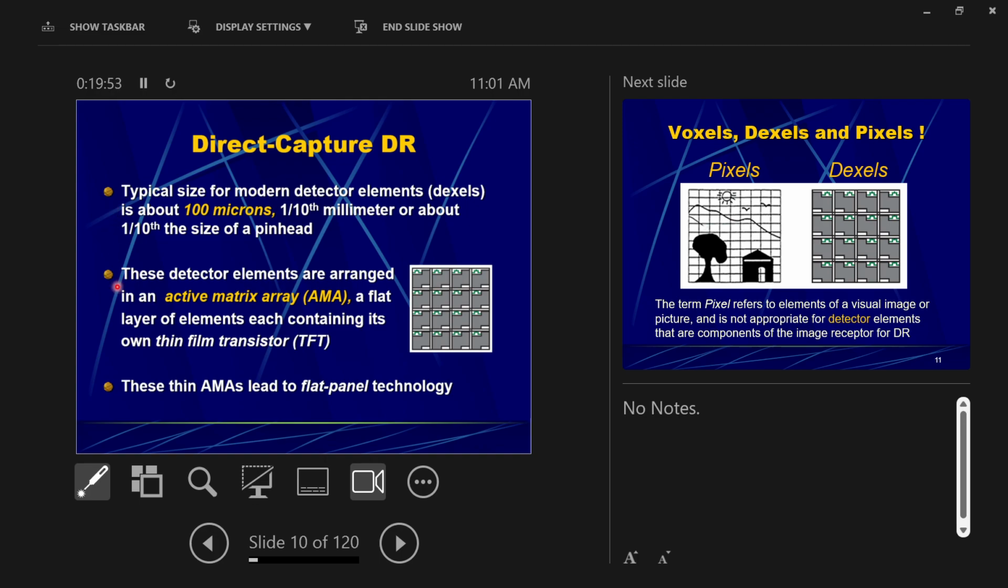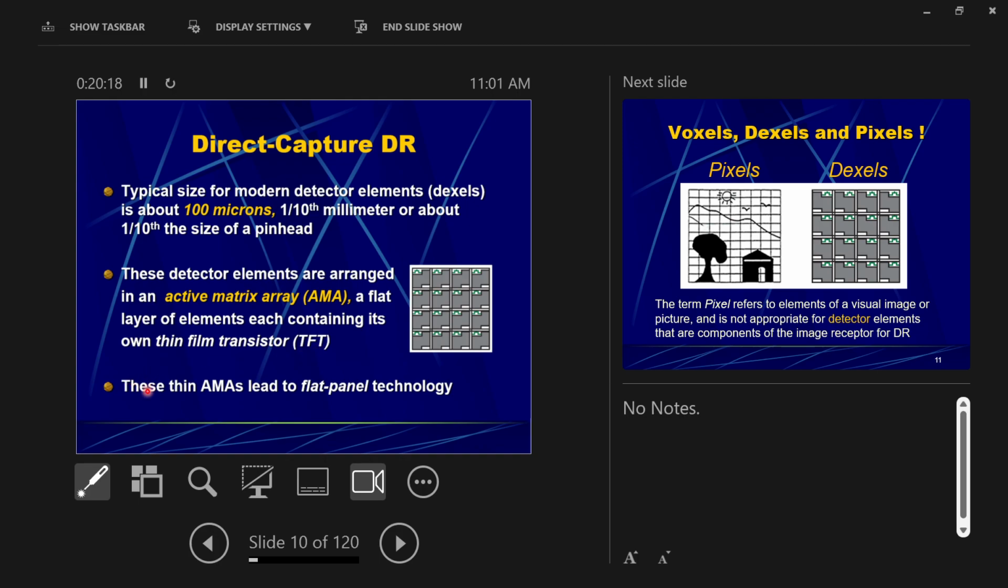Okay, good. Anyways, the modern detector cells are arranged in an active matrix array. The active part of it just means that they are turned on, right? They're waiting for, expecting exposure. And they're a flat, thin layer of these elements containing different parts. I'm going to go over these parts. They mentioned something called a thin film transistor. I'll talk about the three parts of a DEC cell in a second here.